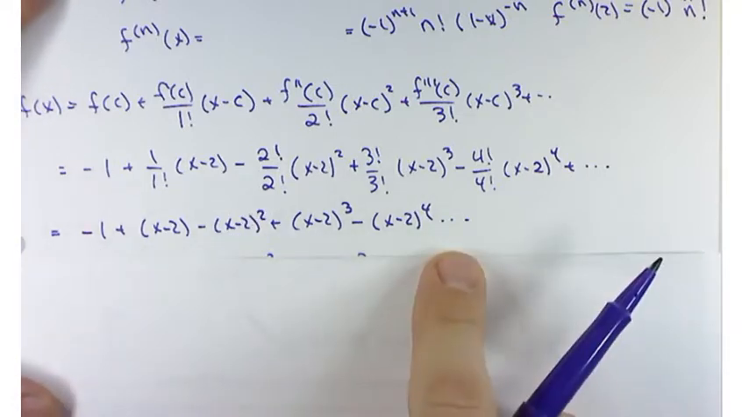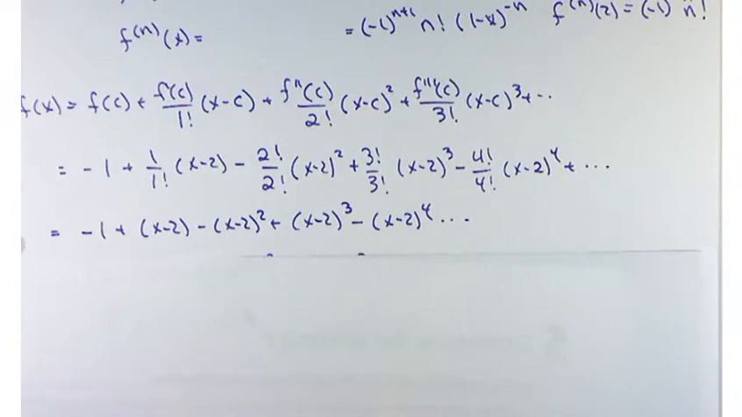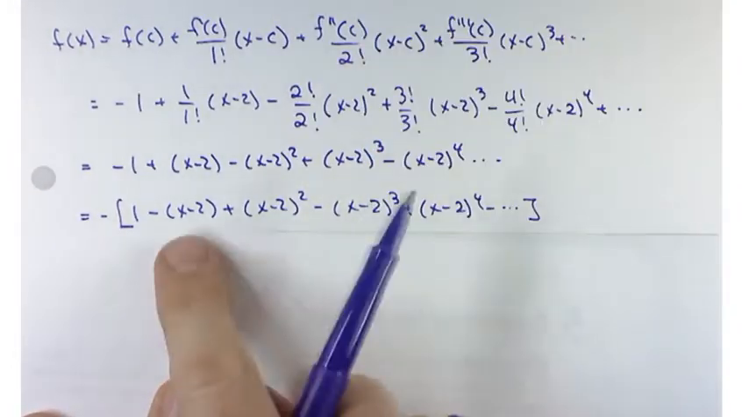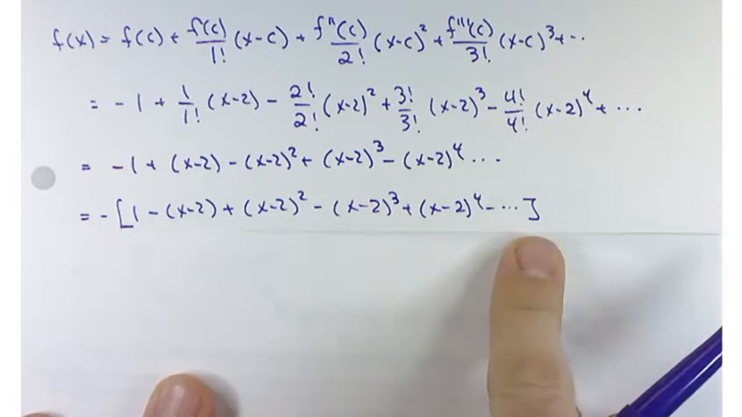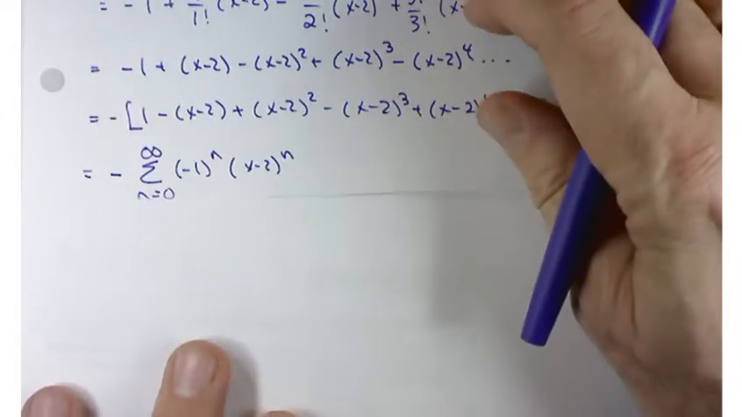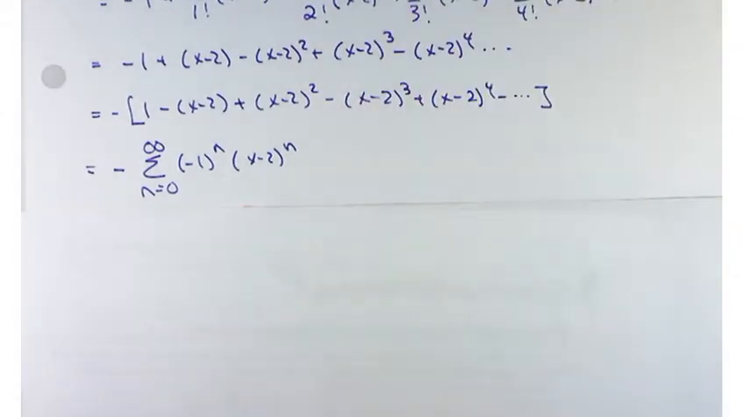What I'll do here is I'll factor out the negative 1. Maybe it's just some kind of OCD thing for a mathematician that I just don't like that negative 1 out in front. All right, factor that out. I get something like this, which is a nice alternating series, powers of x minus 2 to the nth power. Yay. So there's your Taylor series. Wasn't too bad.